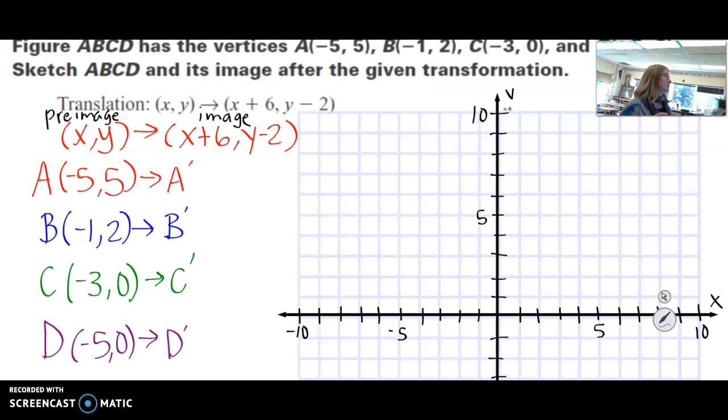So let's do an example. We have a figure ABCD. It has vertices (-5, 5), which is right here. So that's my A.